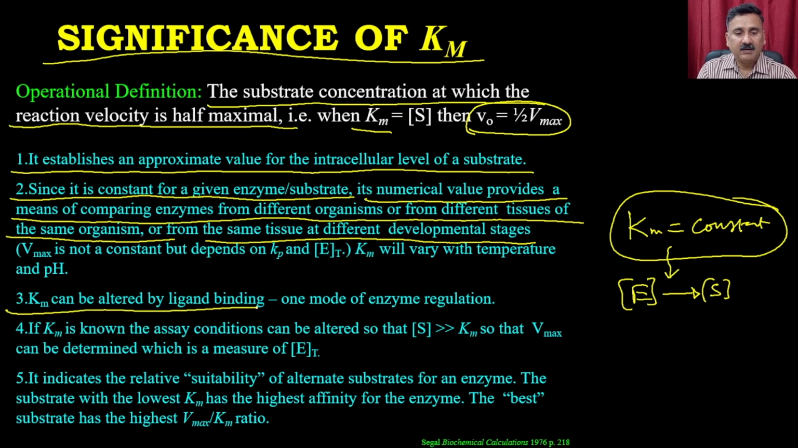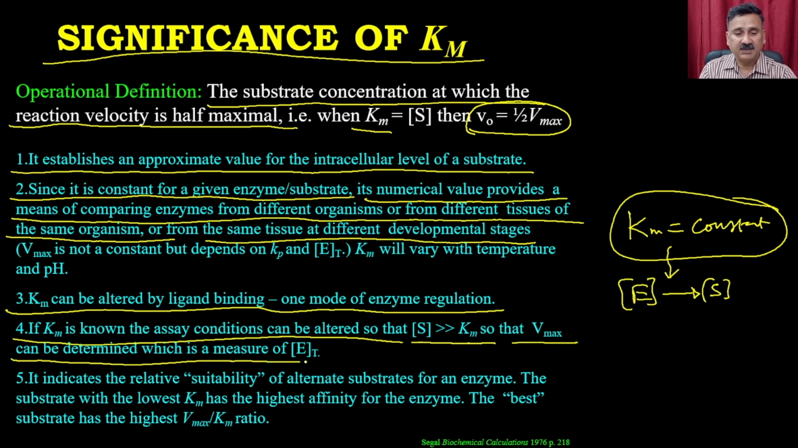Km can be altered by ligand binding, which is one way of enzyme regulation, right? So it's not that the Km is always constant. It can be altered when you make modifications to the enzyme. If the Km is known, the assay condition can be altered so that the substrate concentration is above the Km, so that the Vmax can be determined, which is a measurement of the total enzyme.